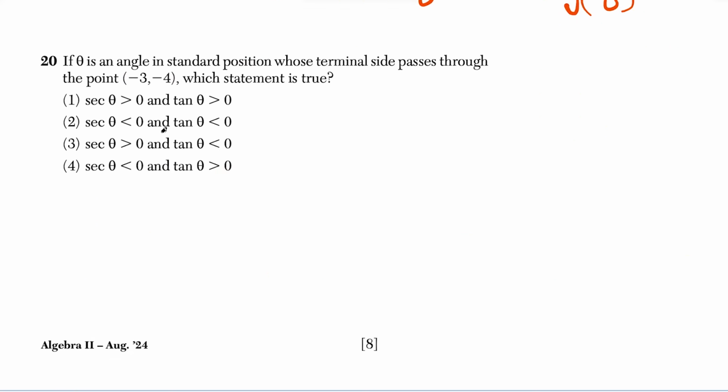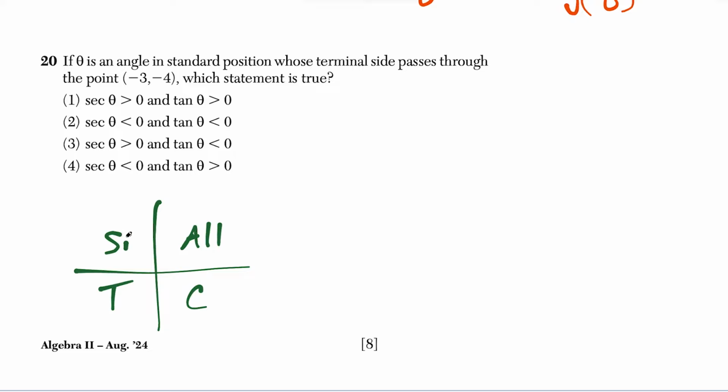Question 20, if theta is an angle in standard position whose terminal side passes through the point -3, -4, which statement is true? So for this one, it really helps to know this. We have ASTC, which tells us all students take crack. No, what it really stands for is all, and then sine, tangent and cosine.